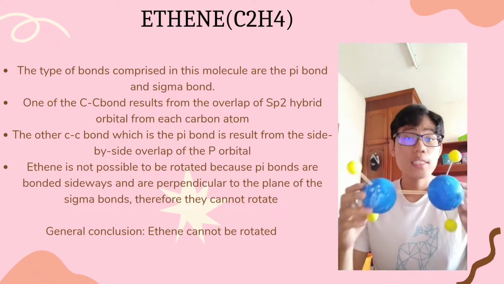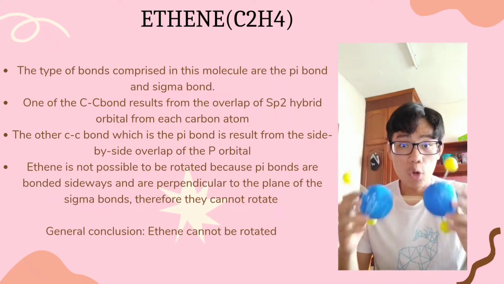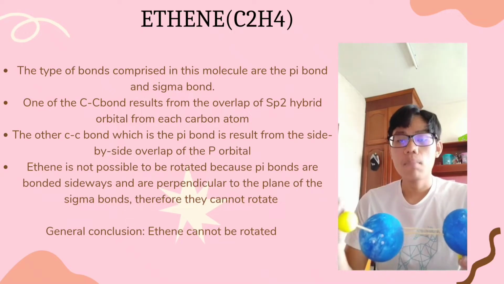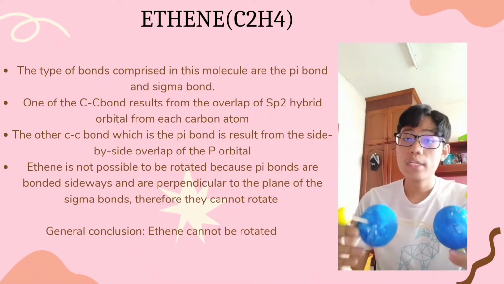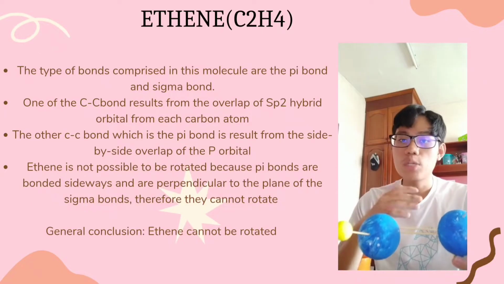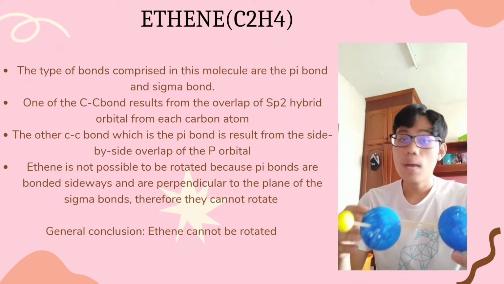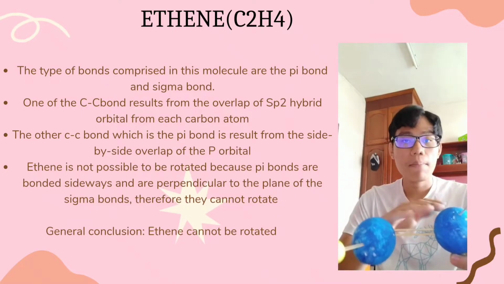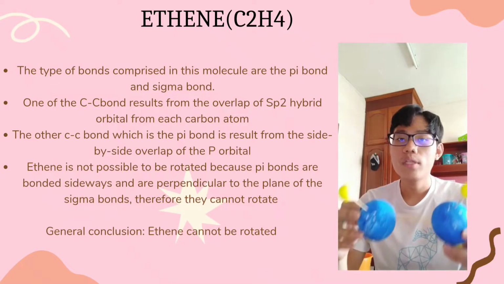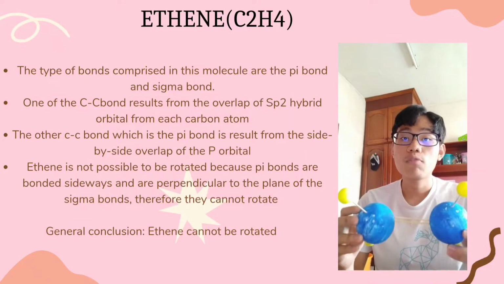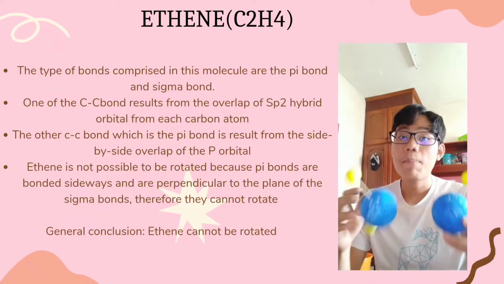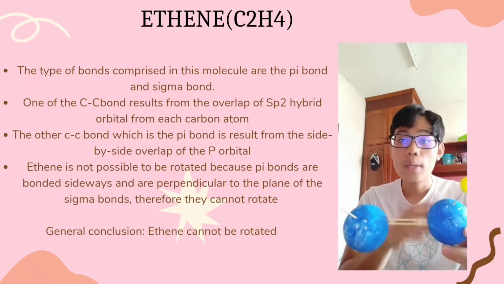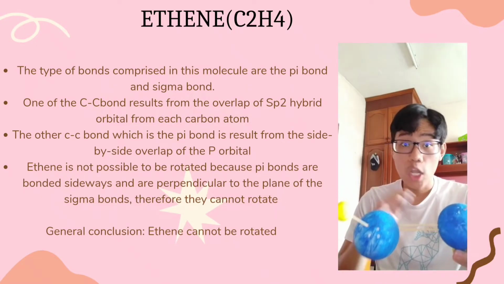Next up, this is the model of the ethene molecule. The types of bonds in this molecule are pi bond and sigma bond. One of the CC bonds results from the overlap of the sp2 hybrid orbitals from each carbon atom. The other CC bond is a pi bond, which results from the side-by-side overlap of p orbitals. Thus, it is not possible for ethene to rotate, since the pi bond is bonded sideways and is perpendicular to the plane of the sigma bond. Therefore, it cannot be rotated.